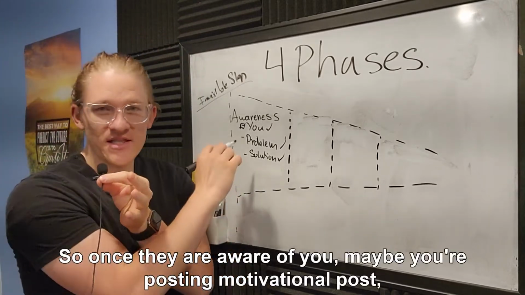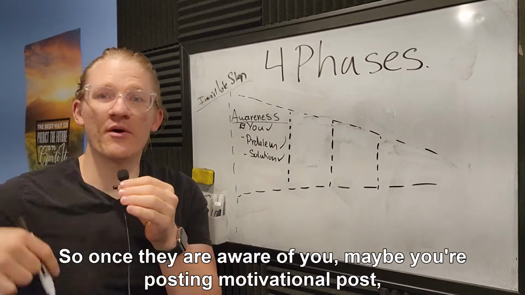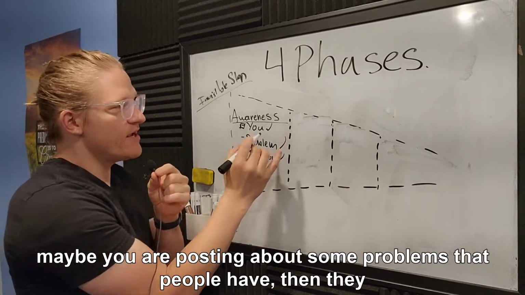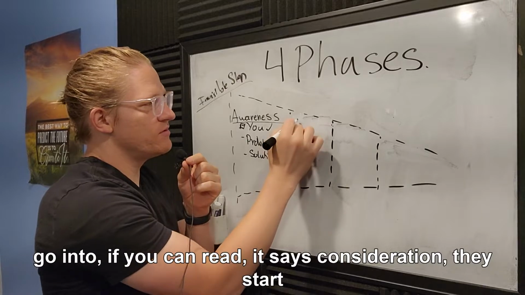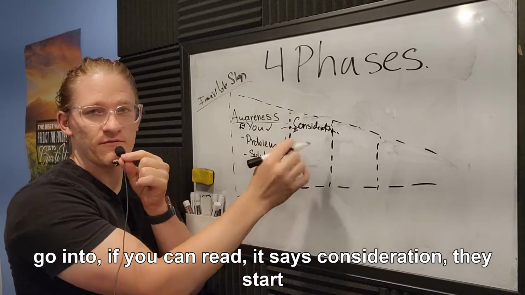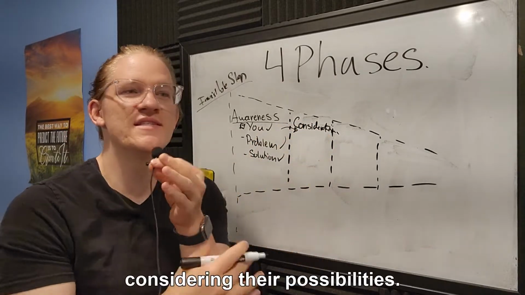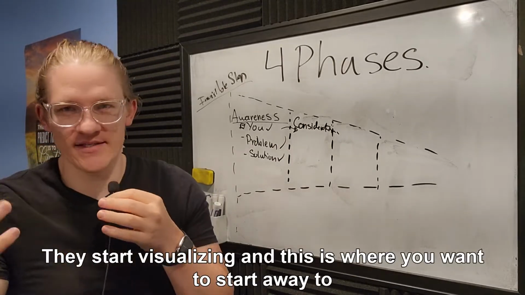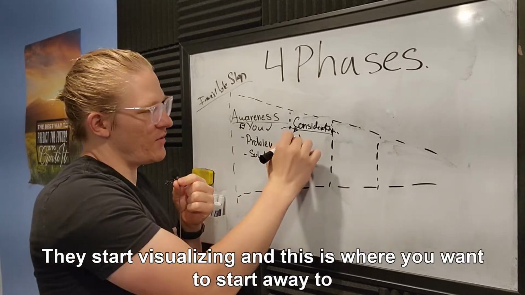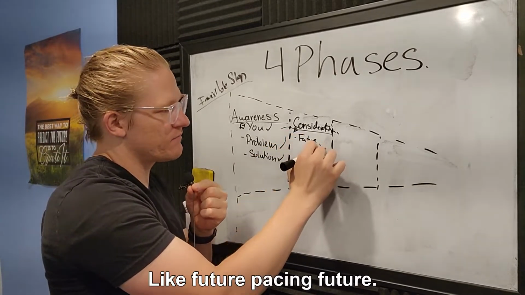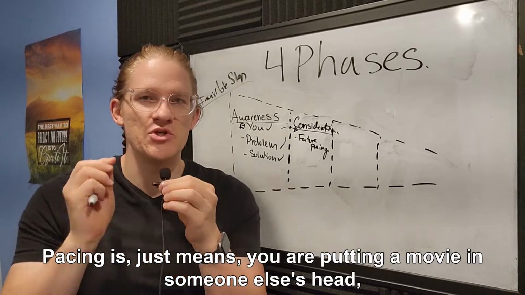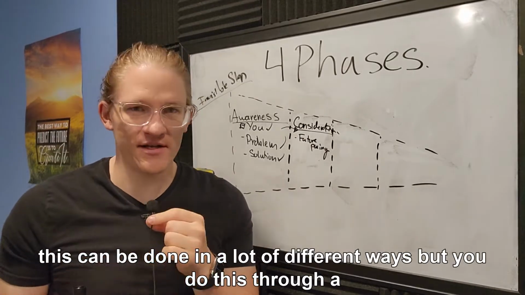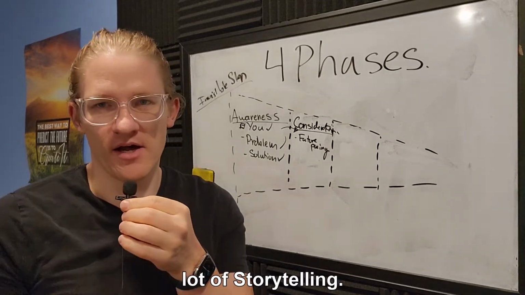Okay? So once they are aware of you, maybe you're posting motivational posts, maybe you are posting about some problems that people have, then they go into, if you can read it, it says consideration. They start considering their possibilities. They start imagining. They start visualizing. And this is where you want to start, a way to call it is like future pacing. Future pacing just means you are putting a movie in someone else's head. This can be done in a lot of different ways, but you do this through a lot of storytelling.